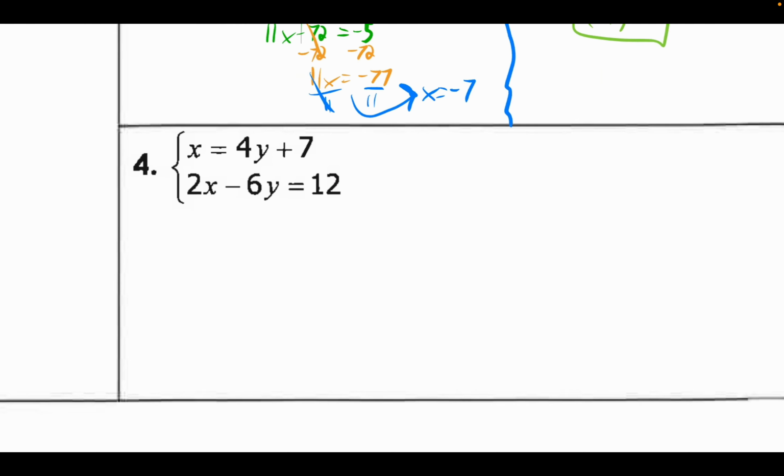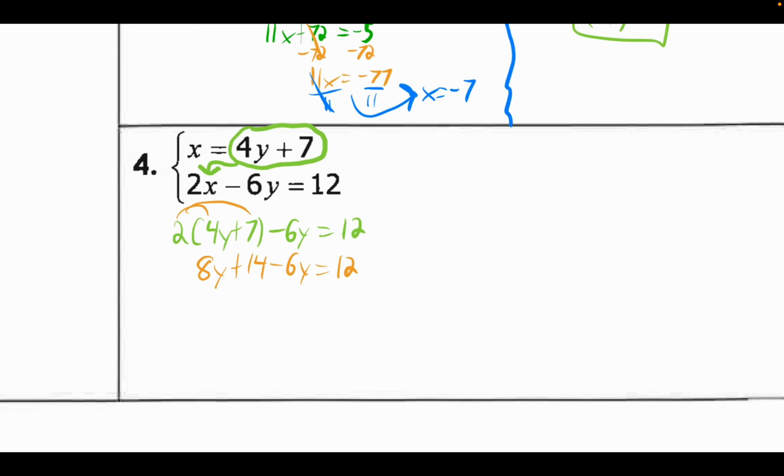On number 4 here, we once again have an equation where one variable is solved for. It's the top equation, and x is solved for this time instead of y, and that's perfectly fine. So what we do is we take this 4y plus 7 that equals x, and we substitute it into x this time. Before we substituted it into y because y equaled everything else. Well, now it's x equals everything else, so we can replace x with it. And so instead of 2 times x, I get 2 times everything that I just plugged in: 4y plus 7 minus 6y equals 12. And I'm going to distribute my 2, and I get 8y plus 14 minus 6y equals 12.